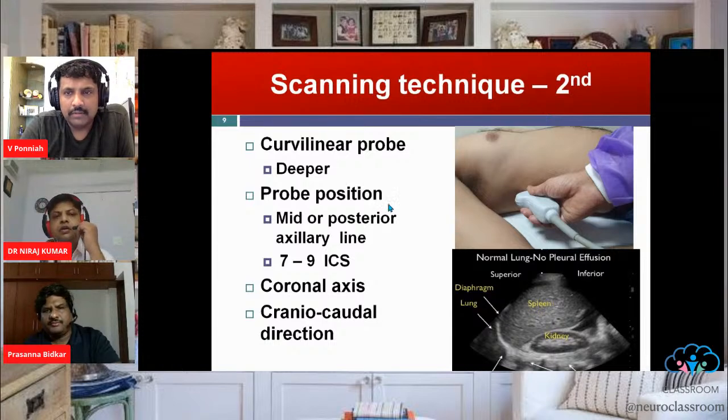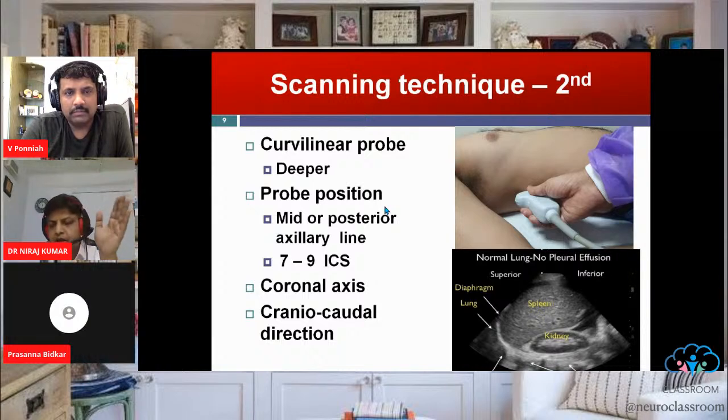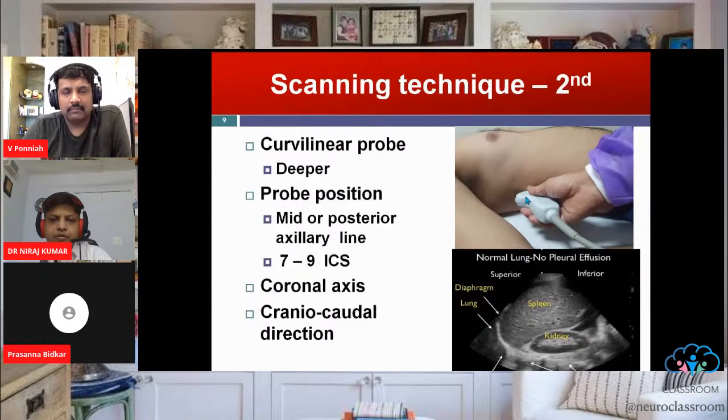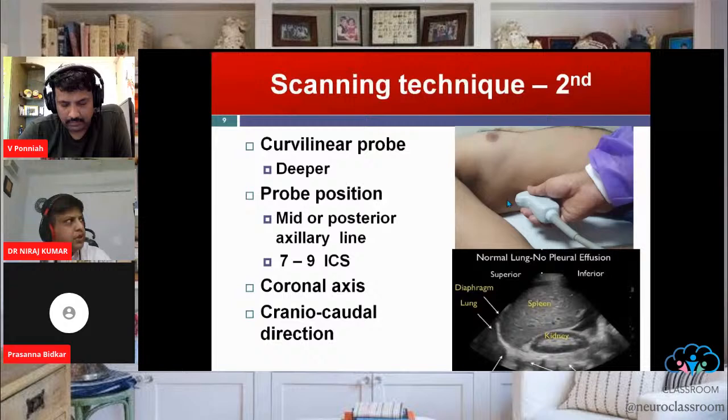So the previous one was the first scanning technique, when we want to see the pleural level. Now this is the second scanning technique, when we want to see the deeper structures. If you want to see the deeper structures, we have to use the curvilinear probe. Suppose we want to evaluate for pleural effusion or hemothorax, this is the curvilinear probe placed at the mid axillary line or posterior axillary line.